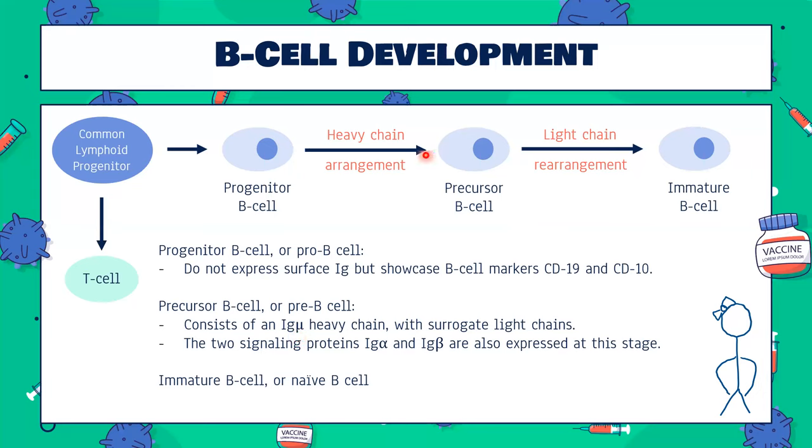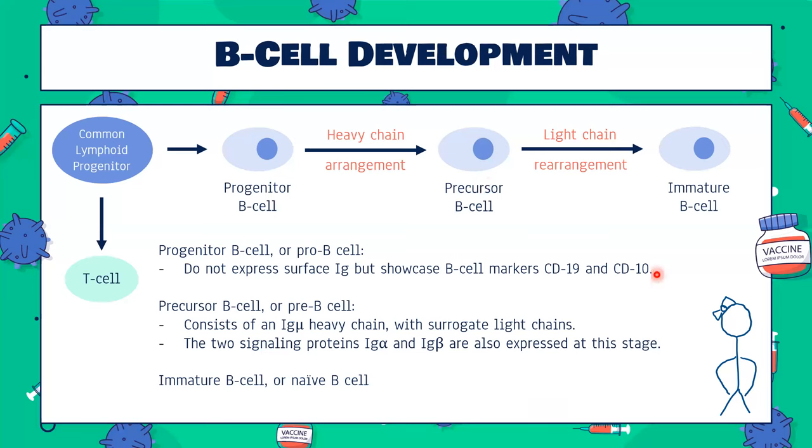I told you guys we don't have anything about light chains here yet, but the heavy chains alone are not stable enough. So we need to give them something to keep them waiting. We give them a surrogate light chain to keep them calm. This precursor B cell is also going to have two signaling proteins, which are Ig alpha and Ig beta. What those are, I'll get back to in a second.